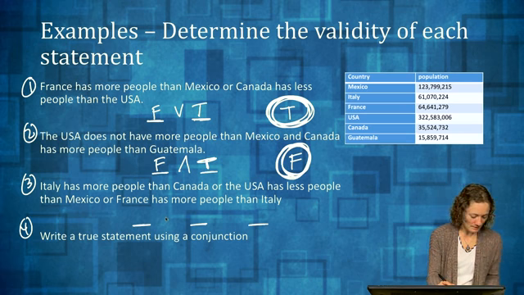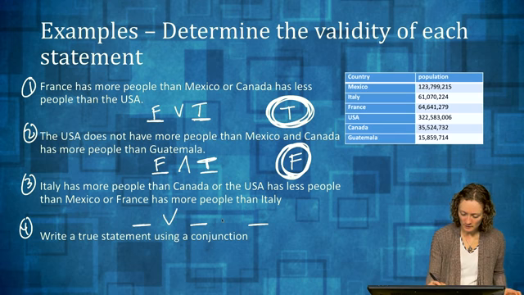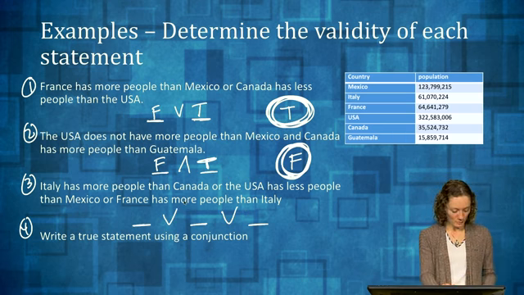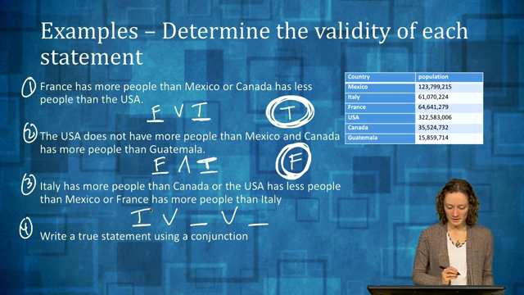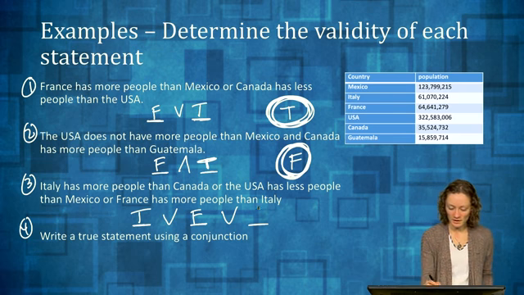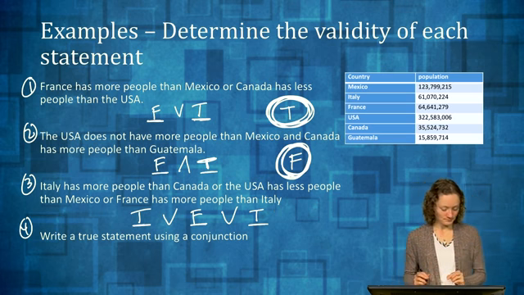It doesn't necessarily matter where the parentheses would go, because they're all pulled together with the same idea. So let's decide each piece, true or false. Italy has more people than Canada. Italy, more people than Canada, that's true. Second one, the USA has less people than Mexico. USA, less people than Mexico, that's false. And pulled together with or, France has more people than Italy. True. So we have true or false or true.